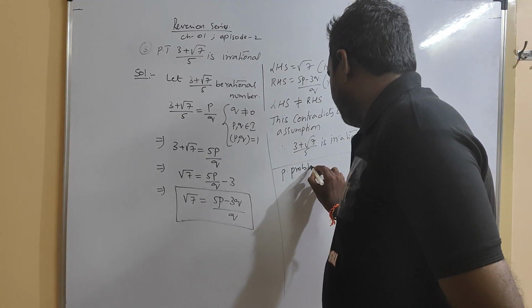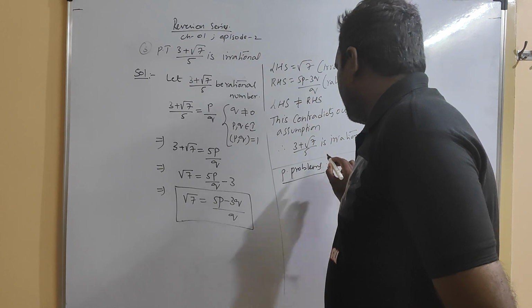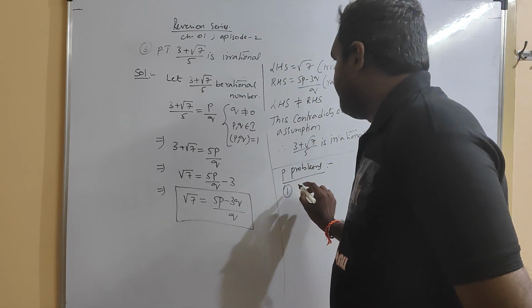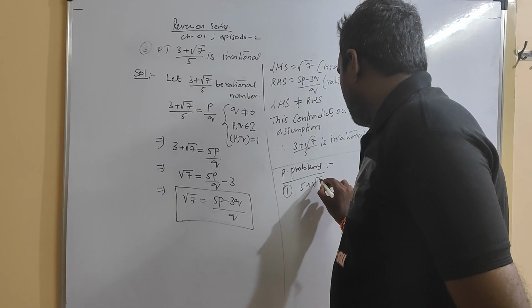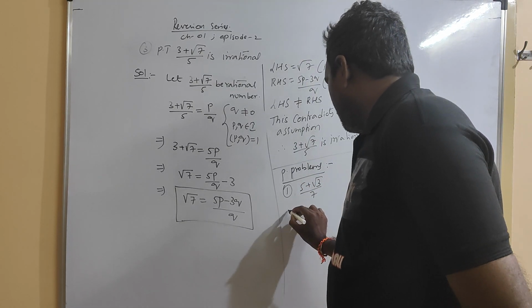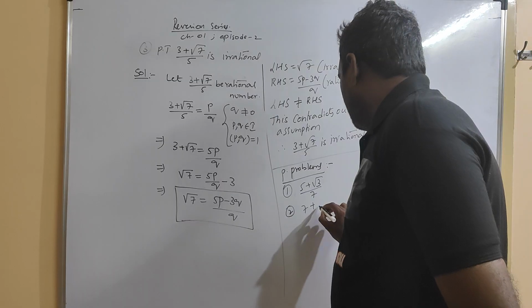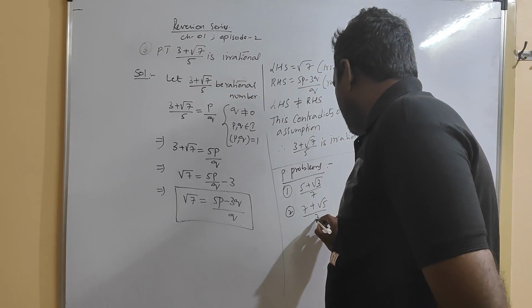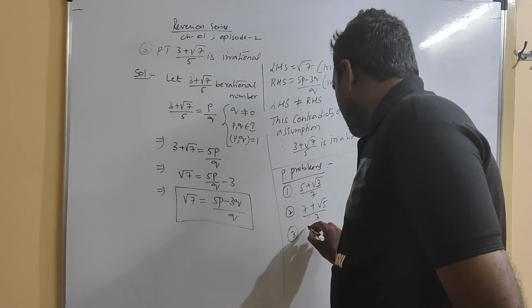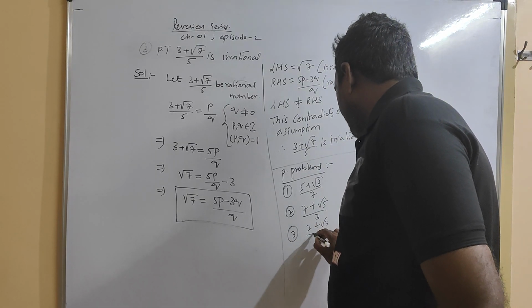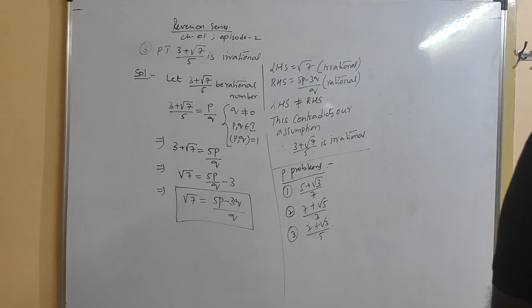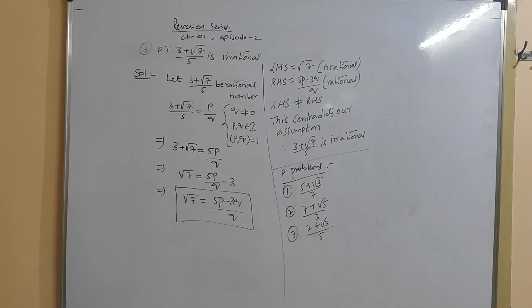Practice problems. Just change the numbers, nothing else. First one, 5 plus root 3 by 7. Second one, 7 plus root 5 by 3. Third one, 2 plus root 3 by 5. After watching this video regarding this question, you please do that question once and afterwards you practice these problems also.